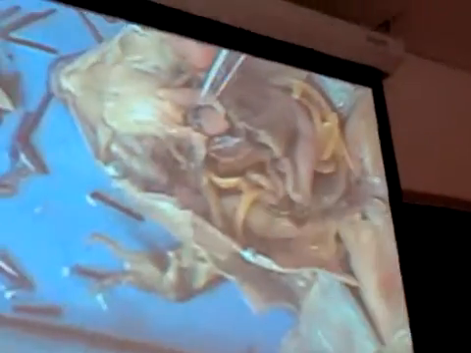Here's the heart. See it? That is the heart of a frog. Three-chambered heart. Are we all right? Right there.